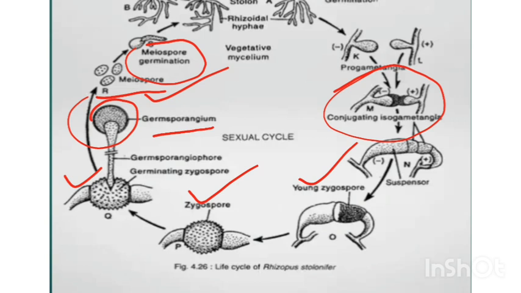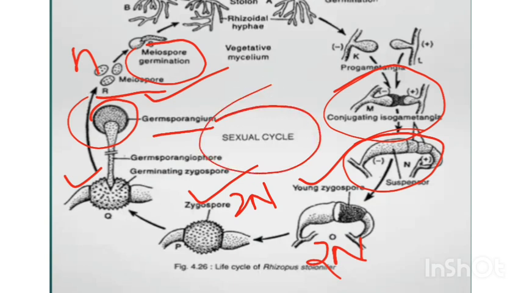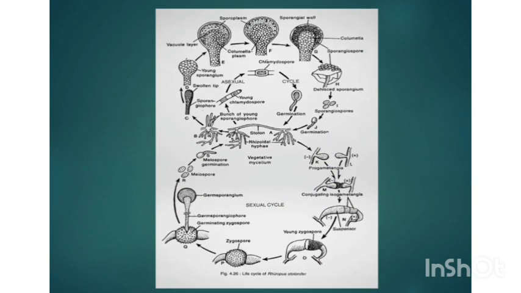So when the gametangia fuse with each other, they form a diploid zygospore. The diploid zygospore undergoes meiosis to form haploid meiospores. Again the meiospores germinate to form a new individual. So this is the overall phases of sexual reproduction of Rhizopus species. So it is all about the life cycle of Rhizopus, and I hope you will benefit from this video.